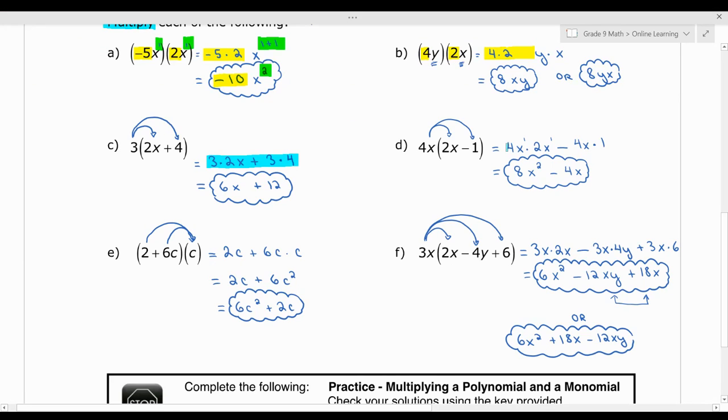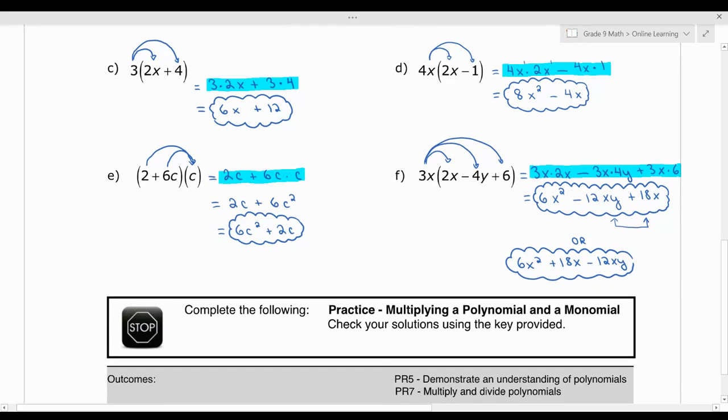Okay, and one last time. So like I said, you don't have to show this step here. You don't have to show this step. You don't have to show this step. Okay, so if you can go straight from here to here, awesome. If you can go straight from here to here, perfect. Okay, so again, you just got to figure out what works best for you.